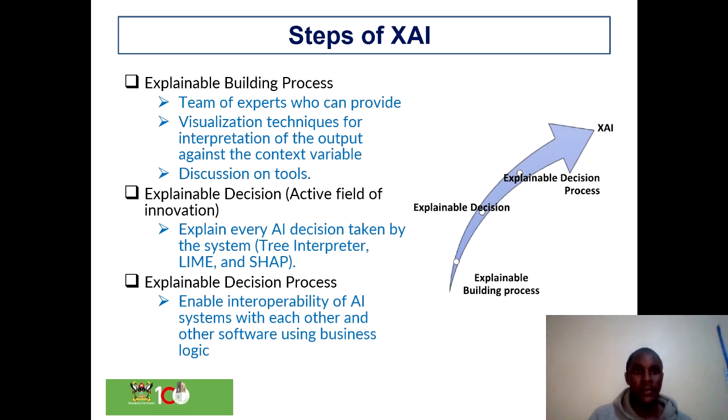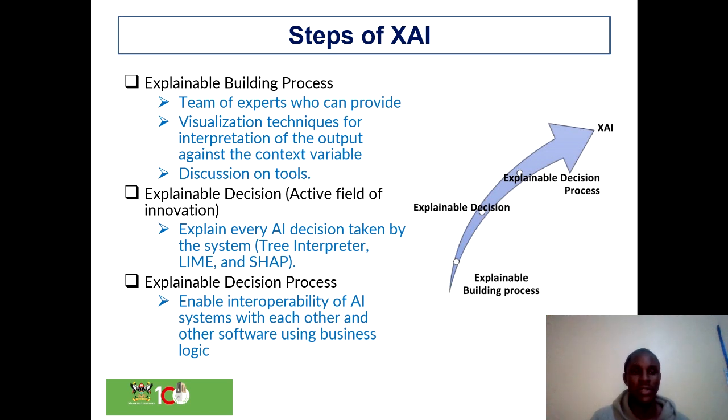Explainable AI has three steps according to the review in this paper, and this is on an organizational level. If you're doing explainable AI on an organizational level, you'll start with the first step, which is the explainable building process, and this involves assembling a team of experts who are knowledgeable in artificial intelligence and explainable AI, and then in parallel focusing on the visualization techniques, which would aid interpretation of the output against the context variable to give a feel of how the model is doing, and then discussion about the tools to use.